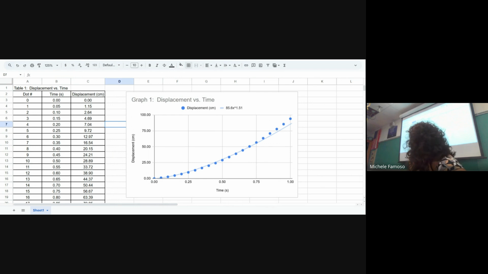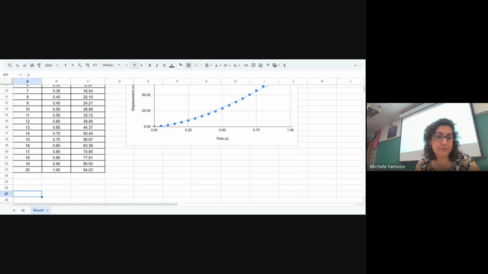So what do we have to do to linearize our graph? What do I have to do? What's the next step to linearize this? Nick? Yeah, I got to square the horizontal axis, which is time. So we're going to make data table 2. I'm going to just do it directly below.